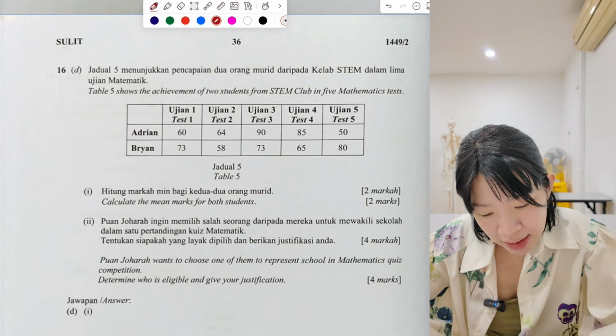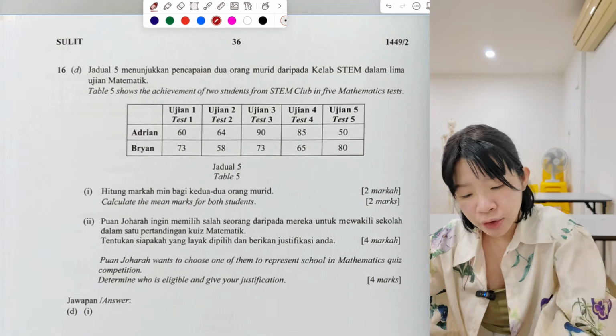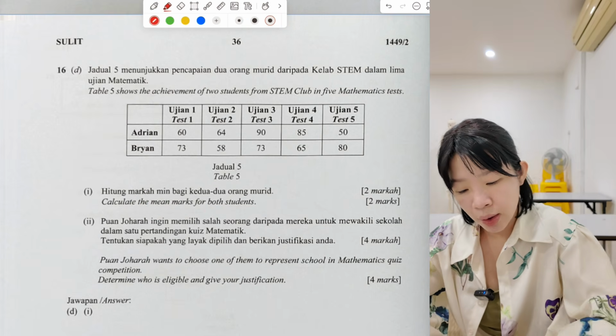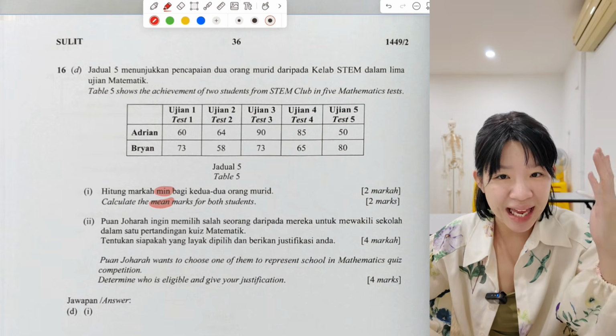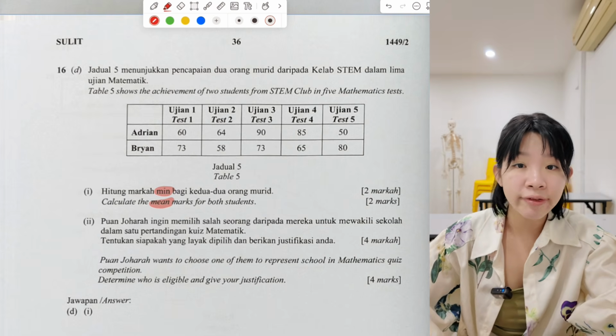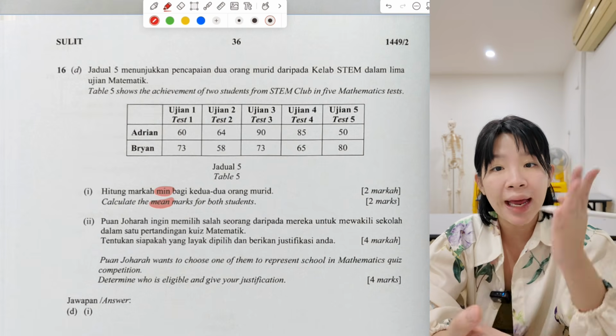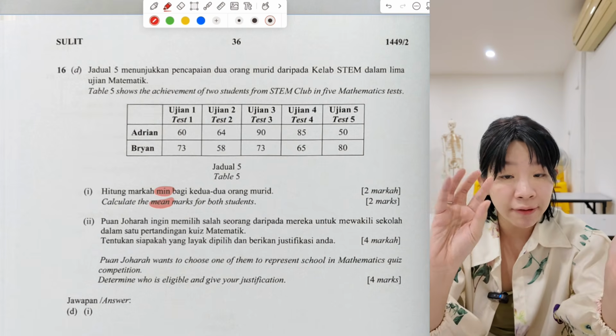Question D. We have two students here, Adrian and Brian. Calculate the mean mark for both students. Mean is average (purata). So how do we usually find the mean? We add every data together, then divide by the number of data we have. We have 5 tests here.